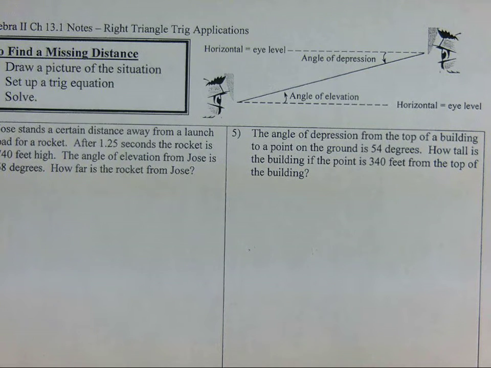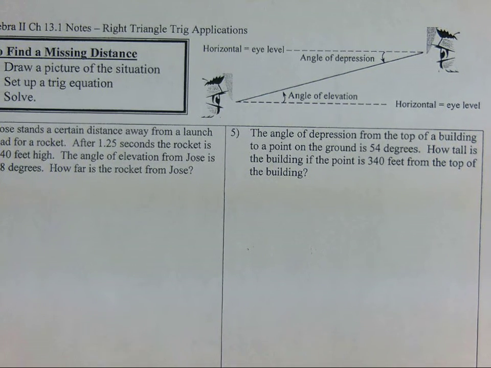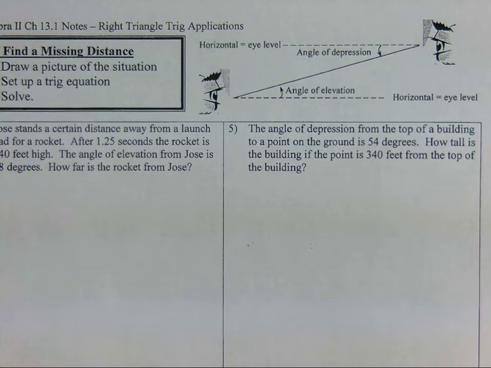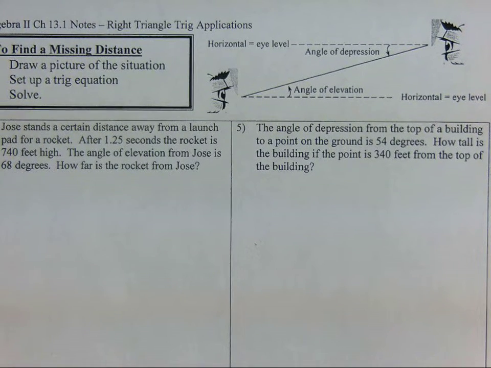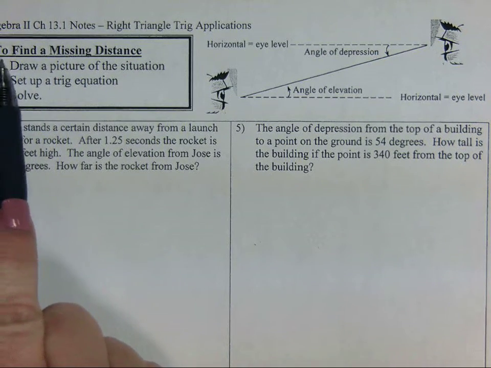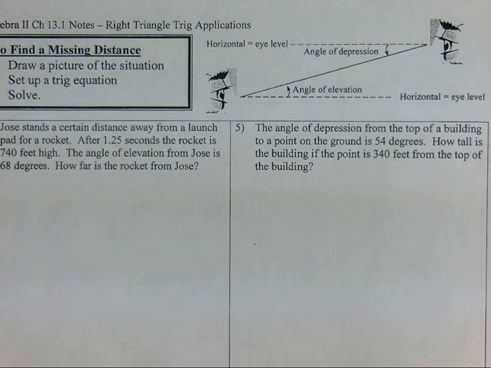Trig can be used for all sorts of things, but one of the main things you want to be able to do is apply your knowledge of SOHCAHTOA to applications. So we're going to do a few examples with that. Up here at the top you have your steps. You're always trying to find, in this case, a missing distance.